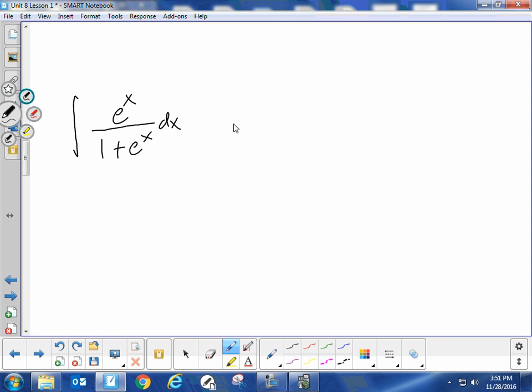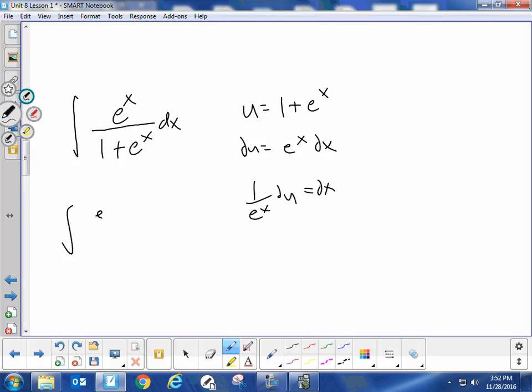This guy, our instincts would be correct if we set the u equal to the denominator and went from there. Du would just be equal to e to the x dx. dx is 1 over e to the x du. So it's e to the x over u times 1 over e to the x du. Cancels. We'd have log absolute u plus c.